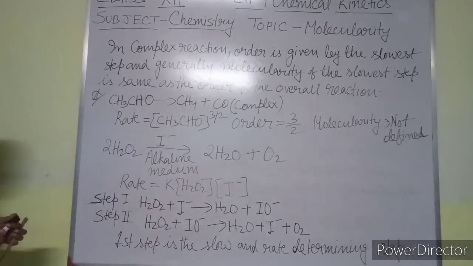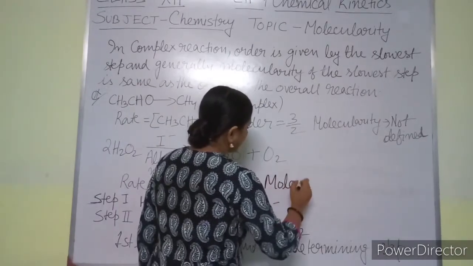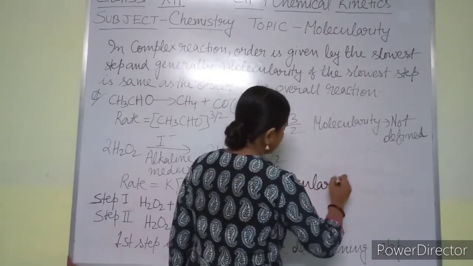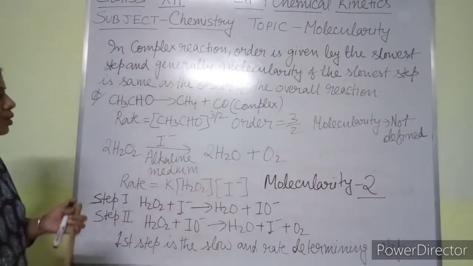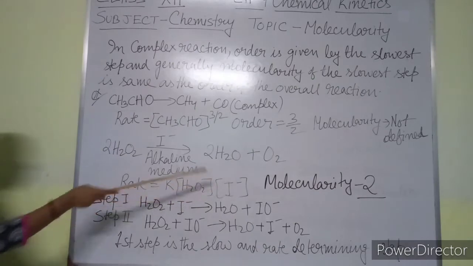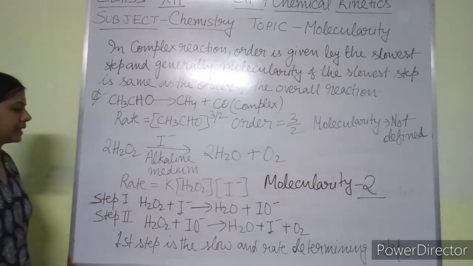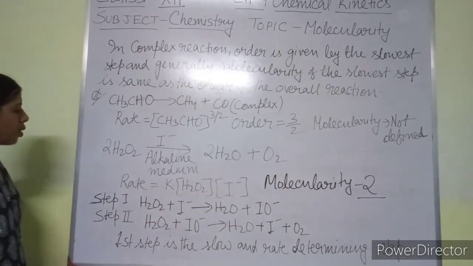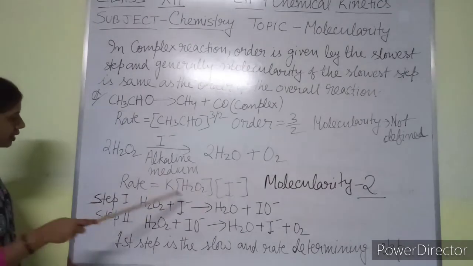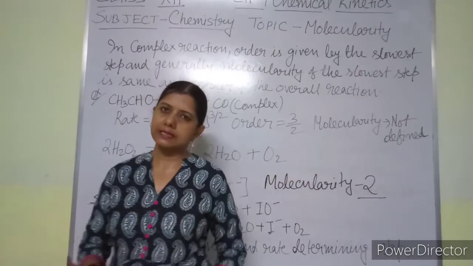Now in this reaction, what is the molecularity? Molecularity of this reaction is 2, because molecularity means how many molecules effectively collide with each other in the slow step. This one and this one effectively collide with each other. So molecularity is 2 and order is also 2. The first step is the slow step, the rate determining step. So this is all about complex reactions.